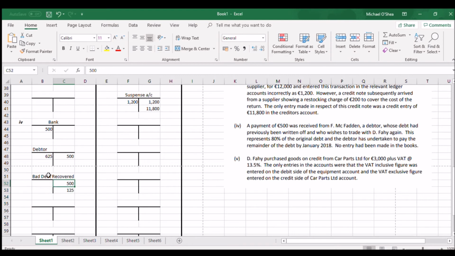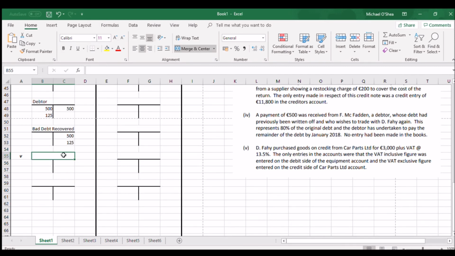I've showed it separately here, 500 and 125. Same thing here. I could have shown this as 500 and 125 as well. It's the same. The 500 is the amount they paid, the 125 is the amount they haven't paid, but the full debt is 625. So what did they actually do? No entry had been made in the accounts. So what do I do in the removal entry side? I don't have to do anything. I don't have to do a suspense. Both sides equal up to 1,125.